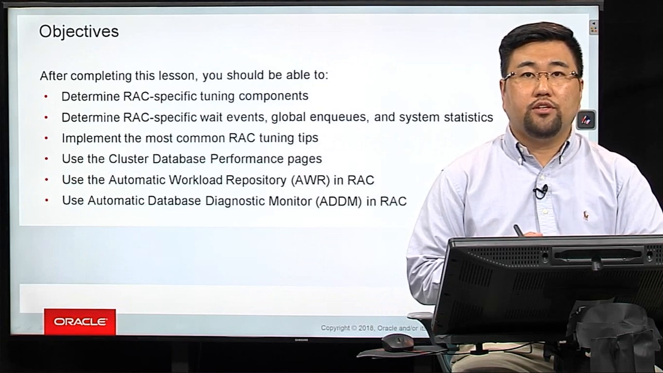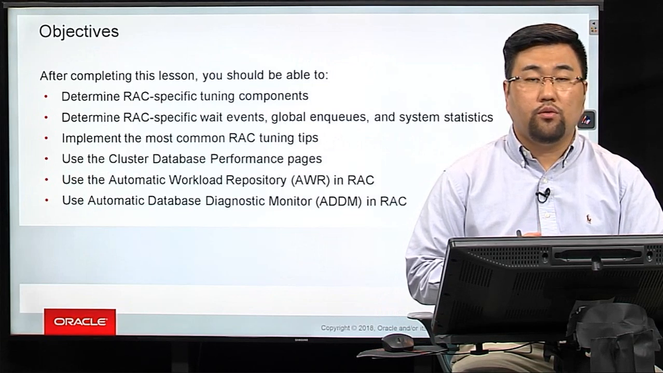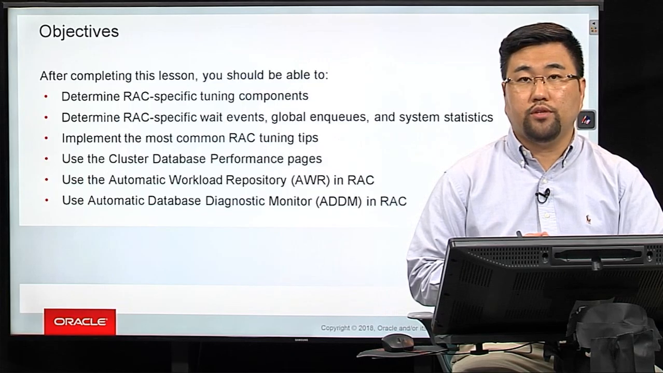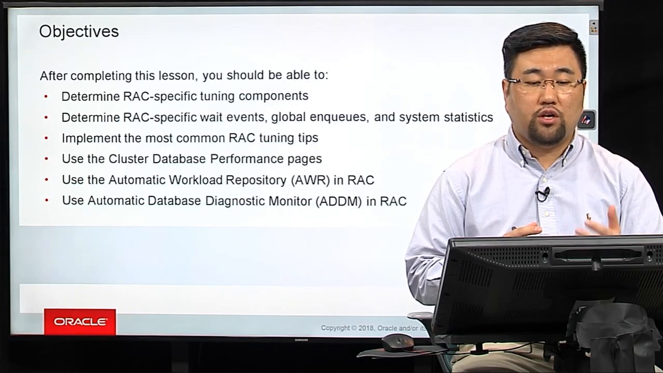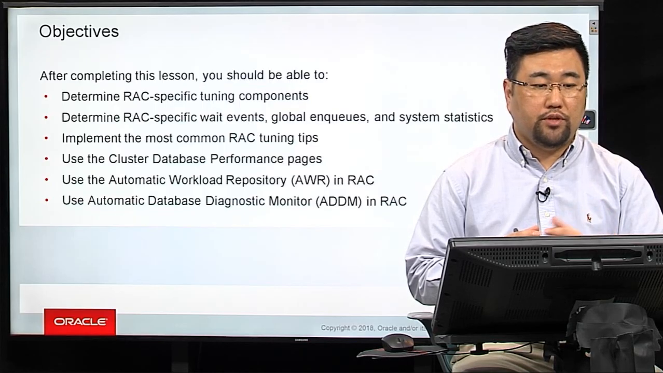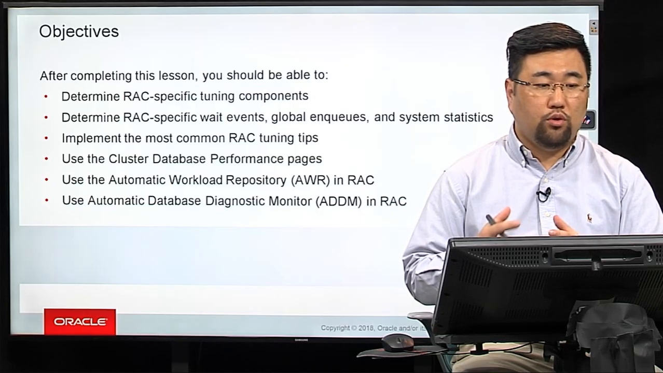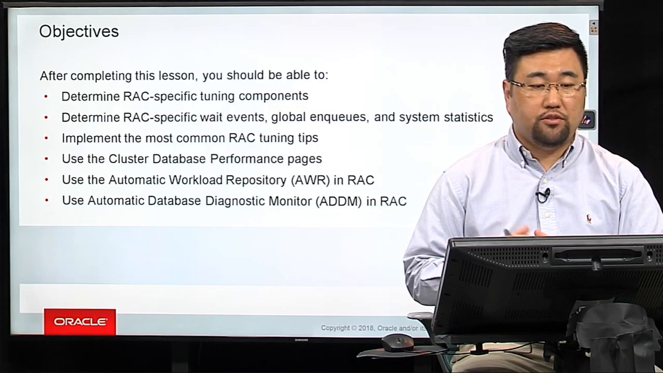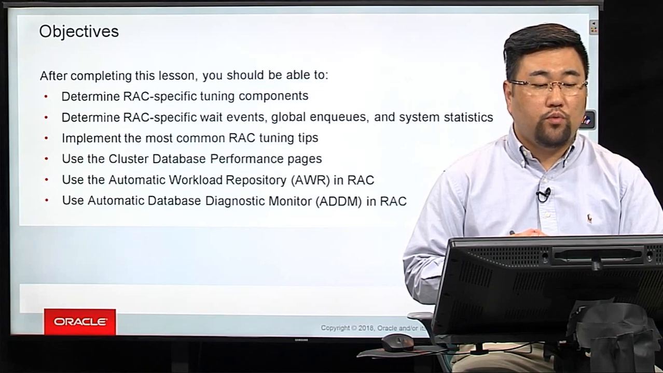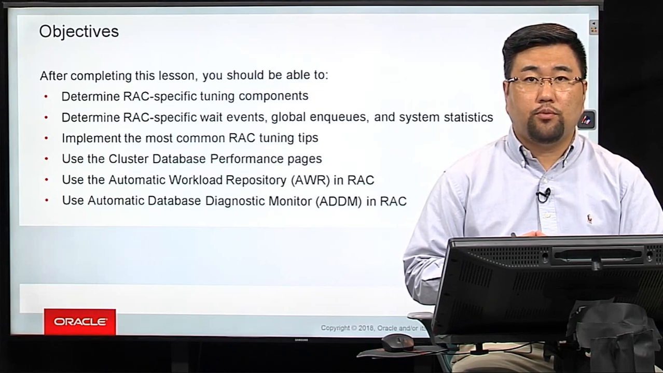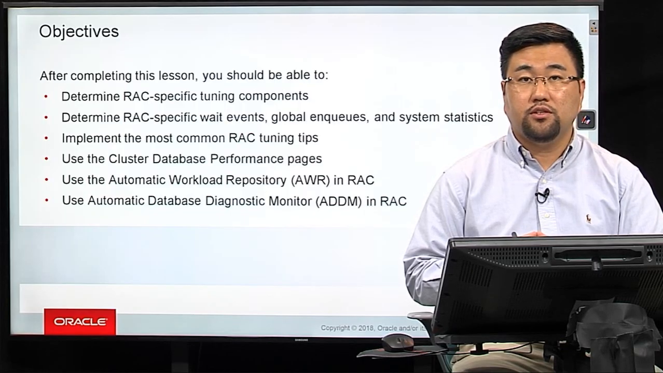After completing this lesson, you should be able to determine RAC-specific tuning components. Even though in a RAC environment it's a good idea to start by tuning a single instance, even after you complete single instance tuning, if a problem still remains, then you will also have to find the problem area in RAC-specific components, and also determine RAC-specific wait events and global enqueue and system statistics.